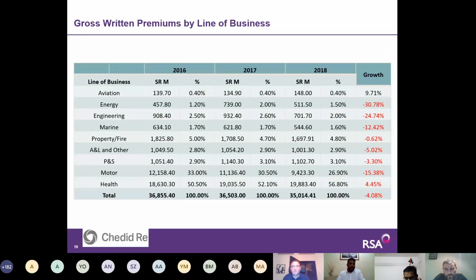So in 2018, it reaches 511.5 million, which is 1.5% of the gross written premium, and it shows a decrease of 30.78% in the gross written premium compared to 2017.